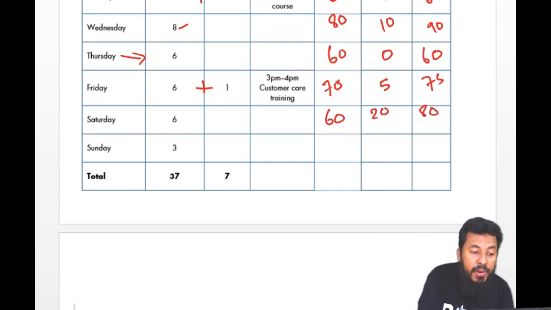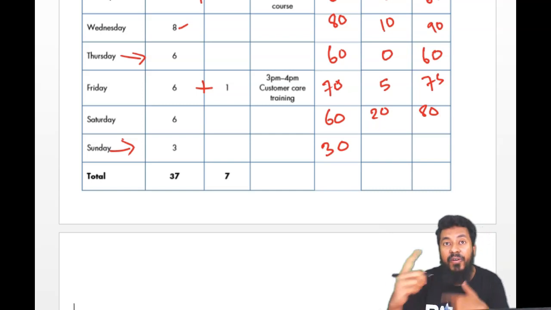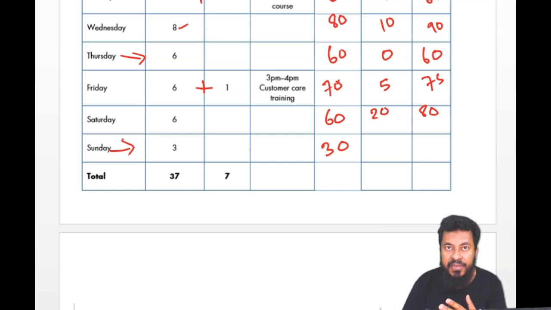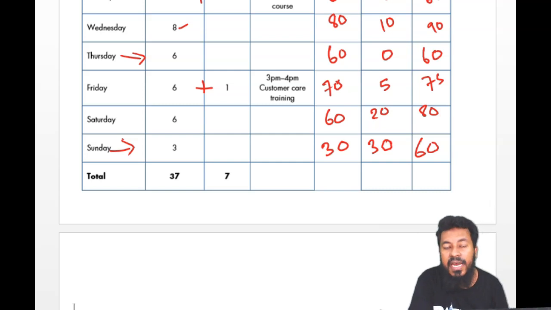And Sunday, if you remember, was double. Whatever hours we work is paid double. So 3 hours basic pay at the rate of 10 is 30, and the overtime rate is double, which is 20, so 20 times 3 gives you 60 as the total. Of that 60, 30 is basic and 30 is the overtime premium.